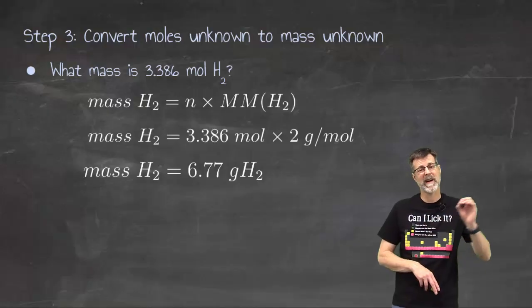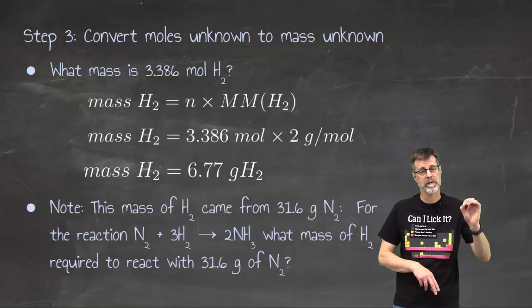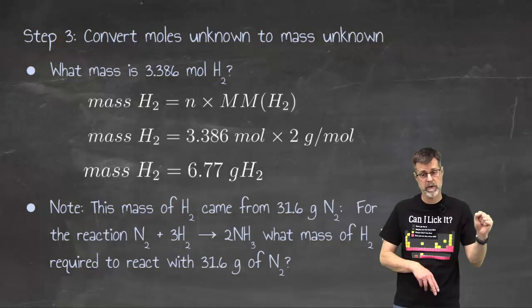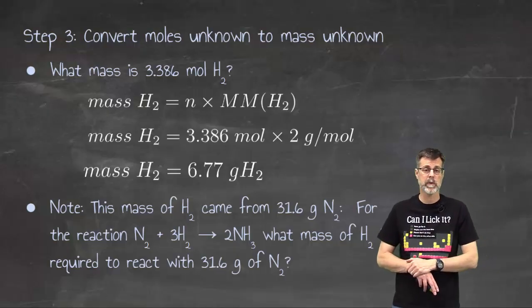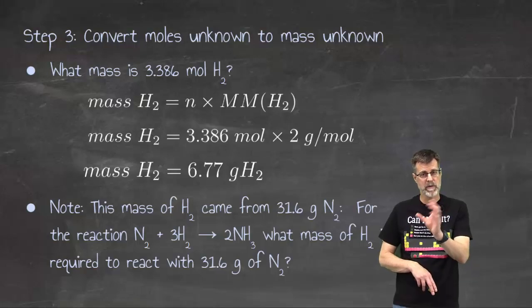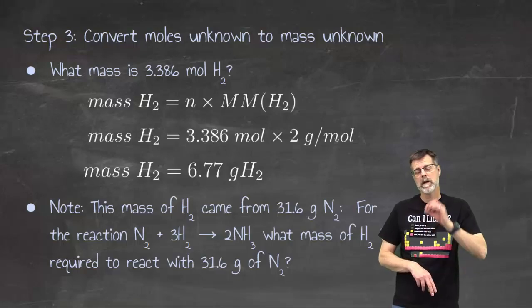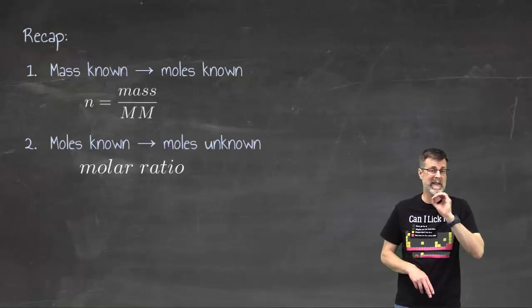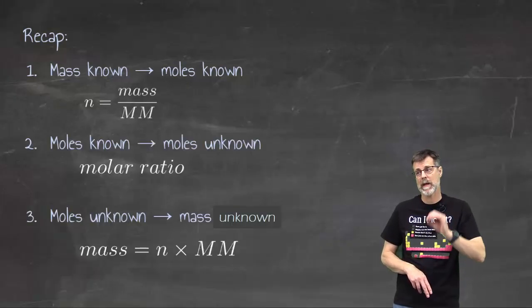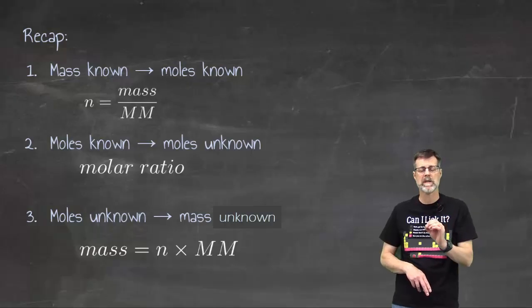In other words, I started with a mass of nitrogen, and I've gone through 3 steps and I figured out a mass of hydrogen required. That middle step was the thing we were doing before with the ratio. Now I really want to emphasize that you cannot do this in any shorter than these 3 steps. These 3 steps must be done every single time.